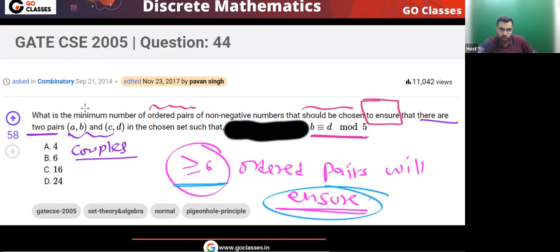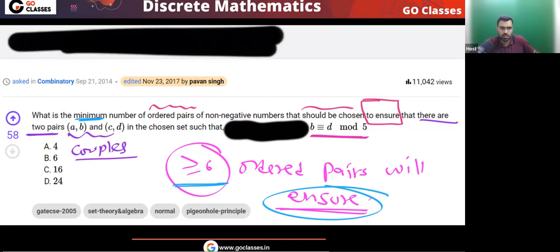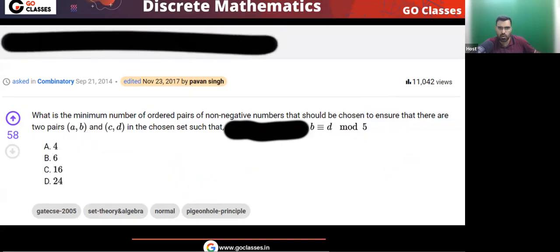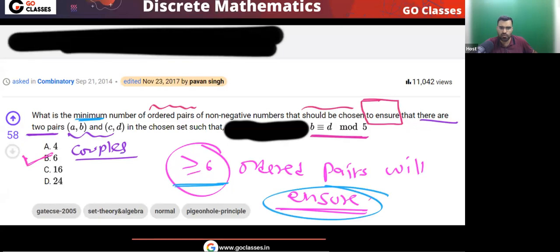The question is asking for the minimum. So what is going to be the answer? For this variation, the answer will be 6. Remember, right now we are only solving the variations.